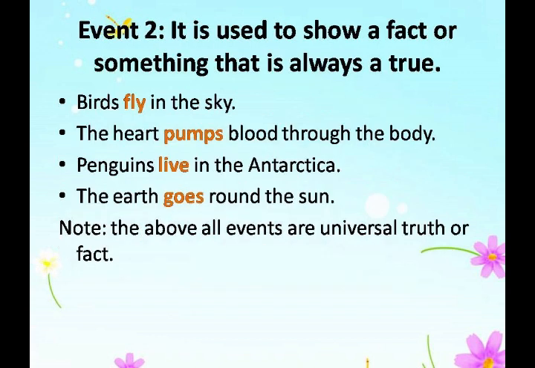Second, it is used to show a fact or something that is always true. You cannot change a universal truth. Birds fly in the sky, it is a universal truth. The heart pumps blood through the body, again a universal truth. These examples show something which is true and which you cannot change. So we use simple present tense for things that are always true.